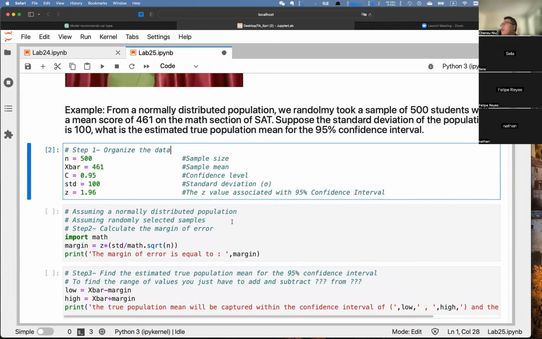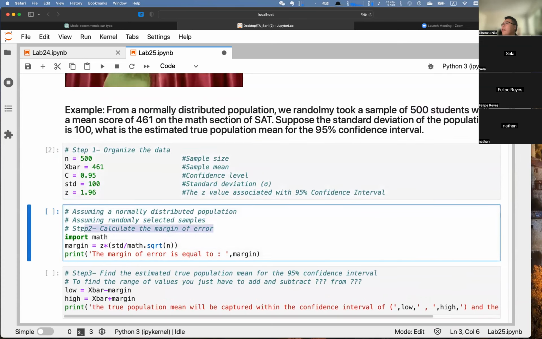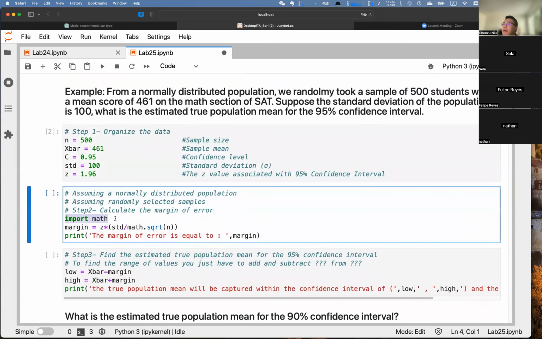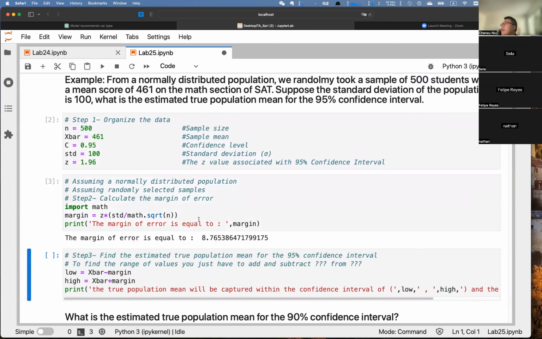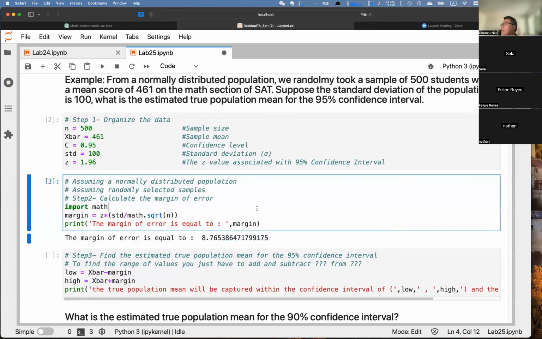And next, we need to compute the margin of error. It's a randomly selected sample. We need to import math and compute Z multiplied by the standard deviation and divided by the square root of the sample size. Then it is the margin. Okay, and it shows that the margin is 8.7.